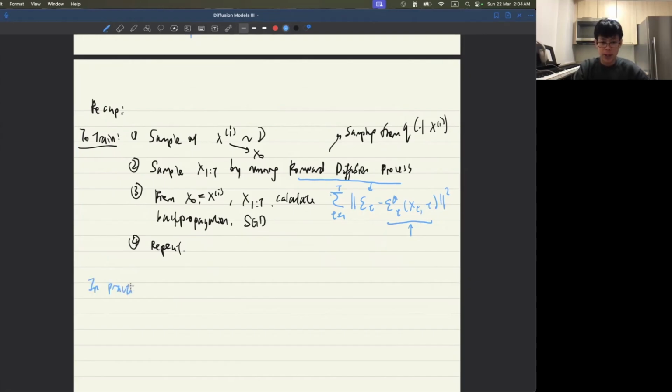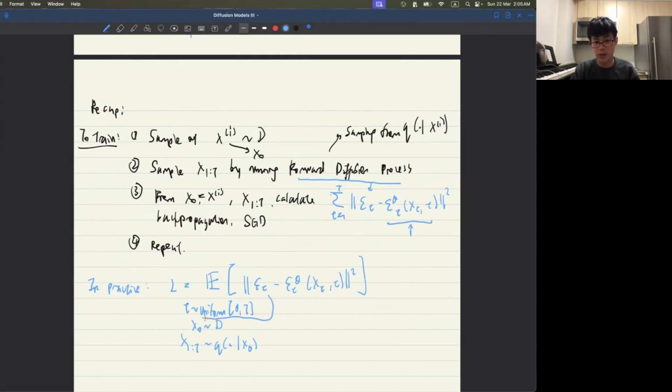I just want to say in practice, people write this loss as the expectation of, first, we sample with respect to t. We sample a data point x naught, and then we generate x_1 to T via the forward diffusion process. And we just do backpropagation on that time step. So just epsilon_t minus epsilon theta of x_t, t, where this t is what we have uniformly sampled over here. This is just an MSE on the cumulative error, and we don't have to do any summation over here.